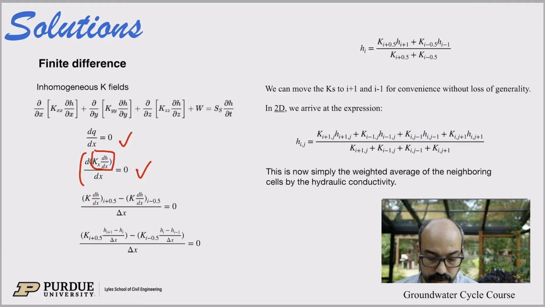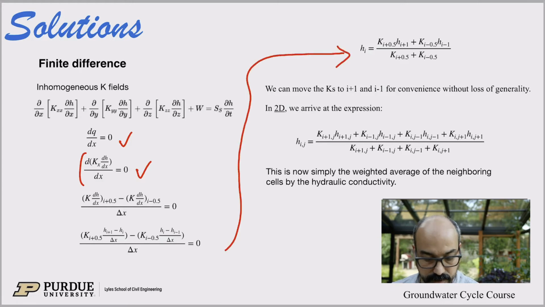So again, we can use our finite difference approximation to expand the whole thing with the k carried inside. If we do all this, it's the same equation where we isolate h at i. Again, this is in 1D just so you can follow the steps on this slide more easily.